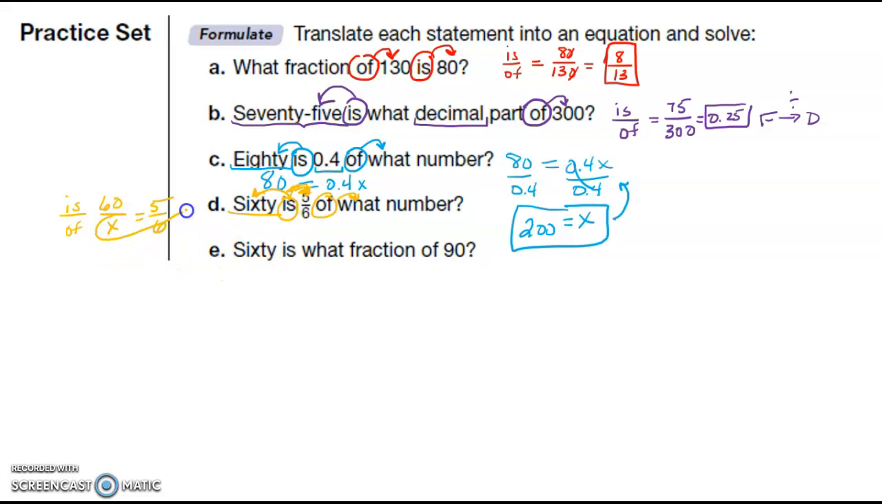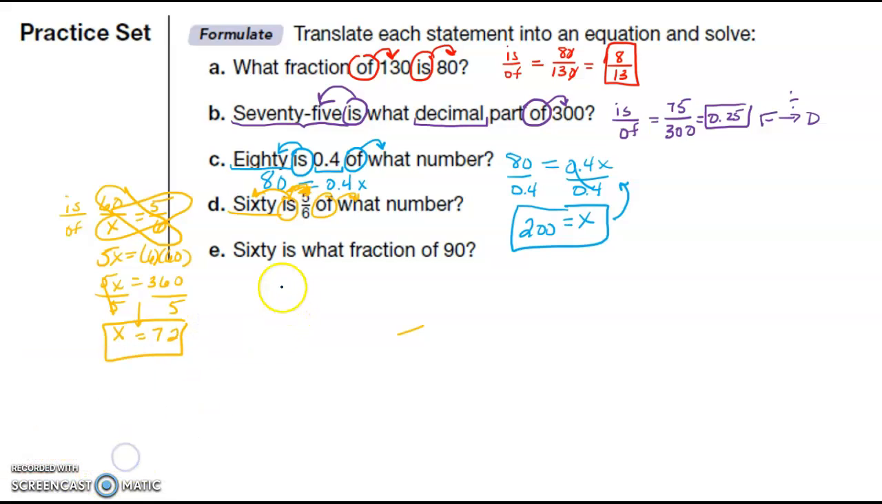So let's cross multiply and solve it. So we have 5x is equal to 6 times 60. So 5x is equal to 360, divided by 5. So the 5's cancel, my x comes down, my equals comes down. I'm going to put this in my calculator. 360 divided by 5 is 72.